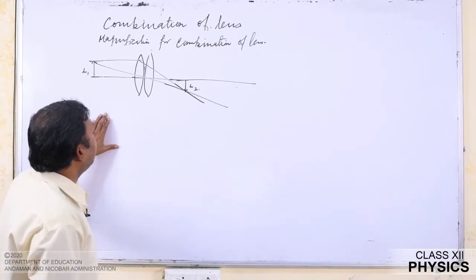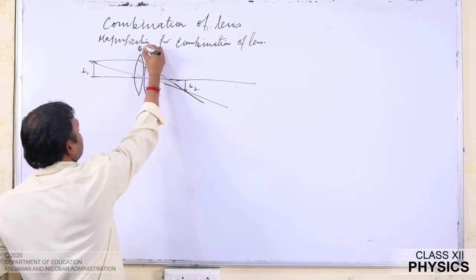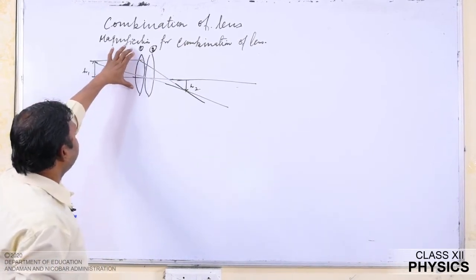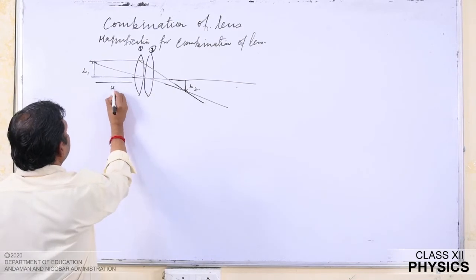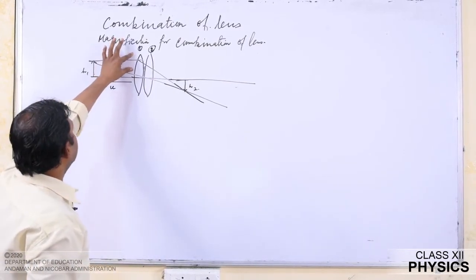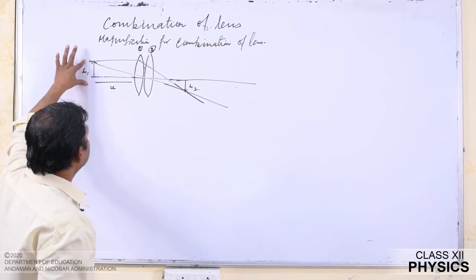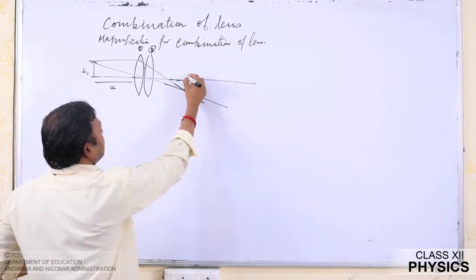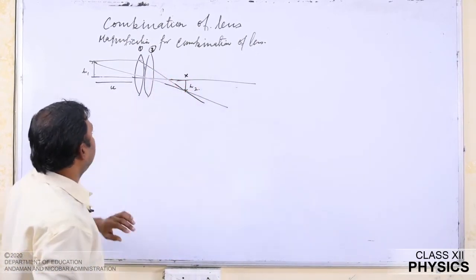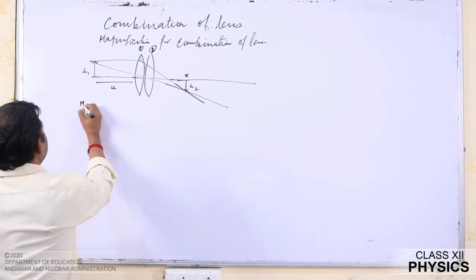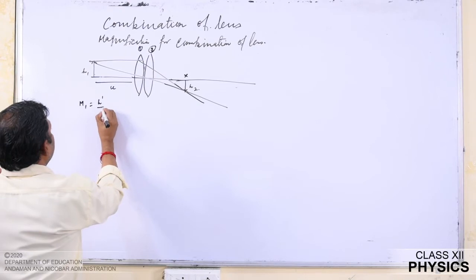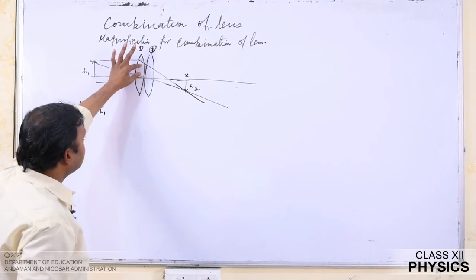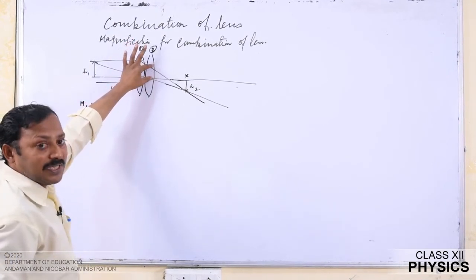Now we will see the magnification for the combination of two lenses. Let us say this first one is lens number 1 and the second one is 2. Now H1 is the object which is placed before the first lens, located at a distance of u. This will act as an object for the first lens and an image is formed. This image will act as a virtual object for the second lens, and the final image is formed at x whose height is h2. Now the magnification produced by the first lens you can take as m1 is equal to h dash divided by h1, where h dash is the height of the image formed by the first lens, which is acting here as a virtual object for the second lens.